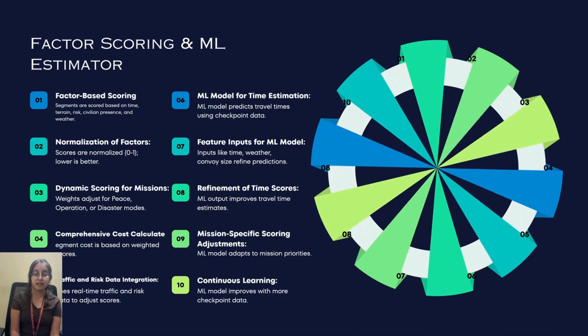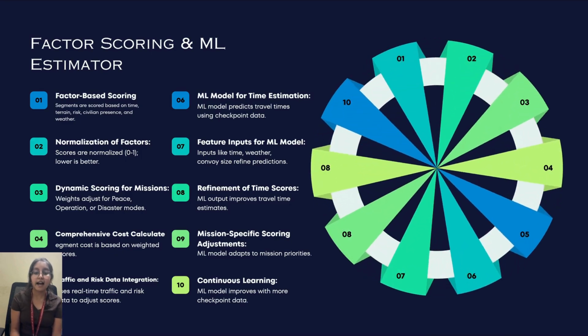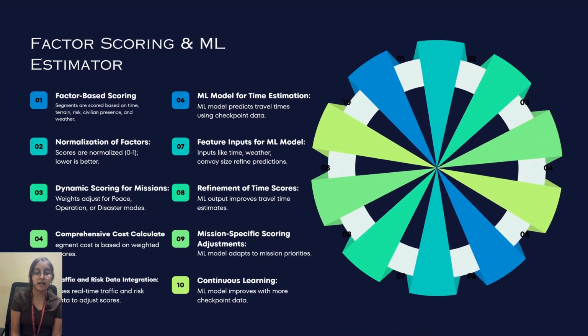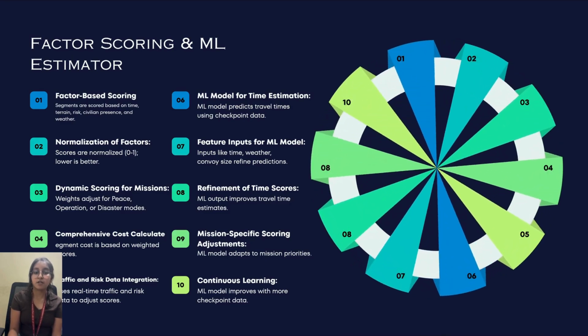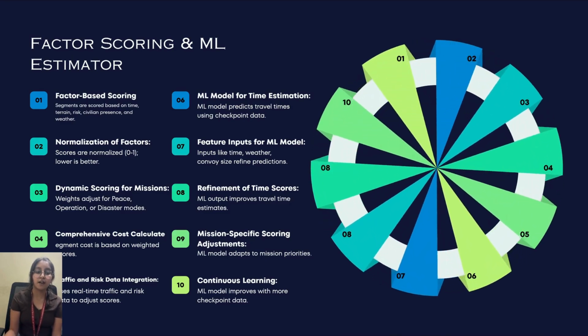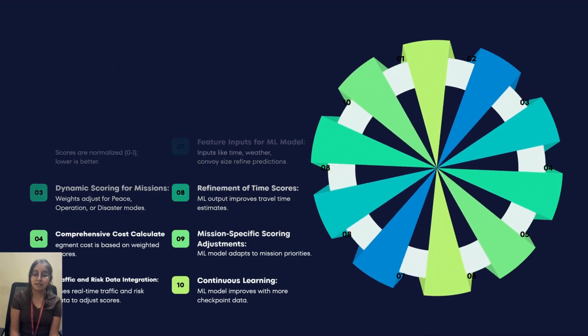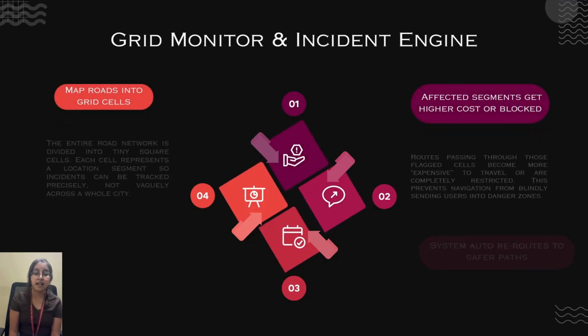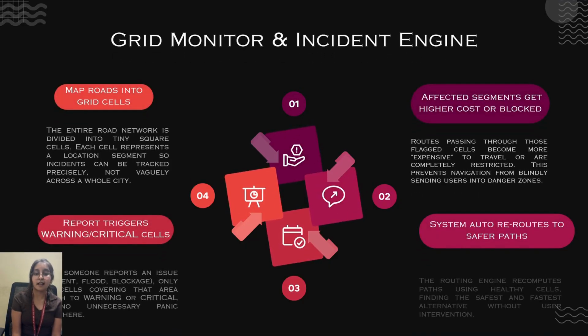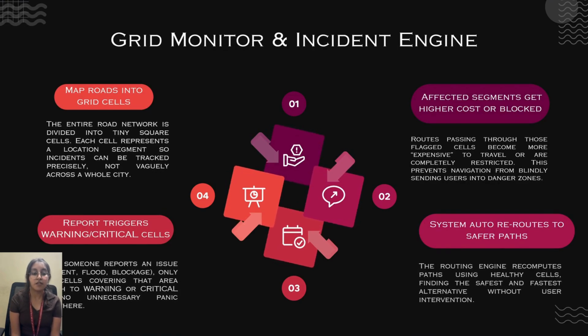Let me briefly describe how a mission starts in the system. At headquarters, the planner selects a start node S and end node E and a mission mode. Each mode corresponds to a different balance of priorities. For example, in peace mode, we may weigh civilian impact more heavily. In operation mode, we may emphasize risk and terrain. And in disaster mode, we may accept more difficult terrain to save time.